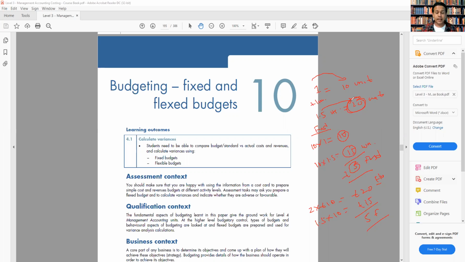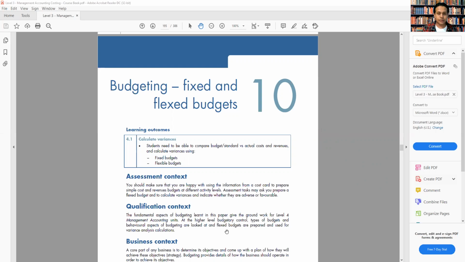The fixed budget only cares whether the cost is more than the plan. If it is more than the plan cost or the estimated cost, then it is adverse variance. It is bad for the company. And if it is less, then it is favorable. But the flex budget doesn't stick with the plan. It changes the plan because of the activity. All right, so this is the basic definition of fixed and flex, but we need to understand more.